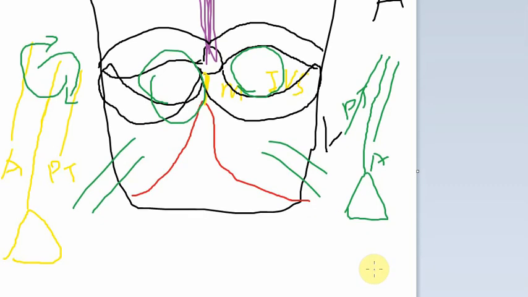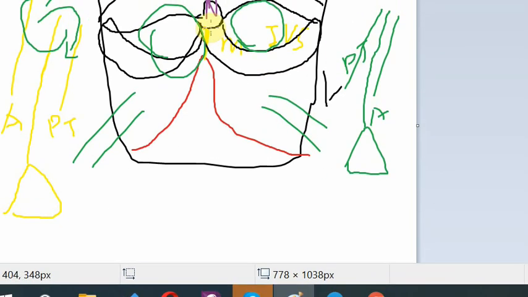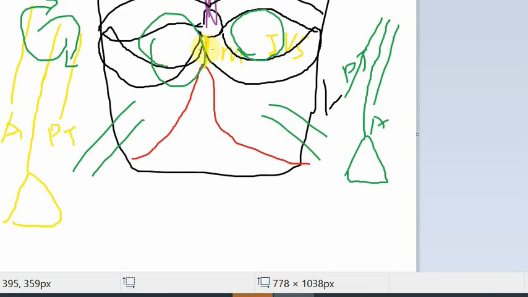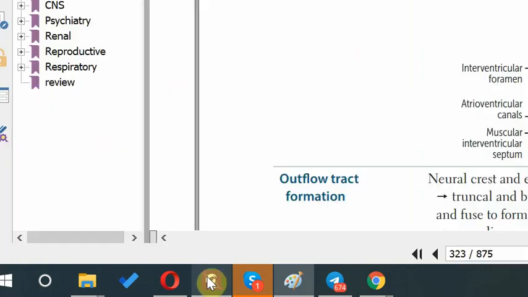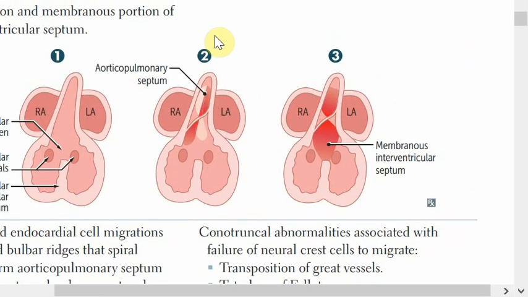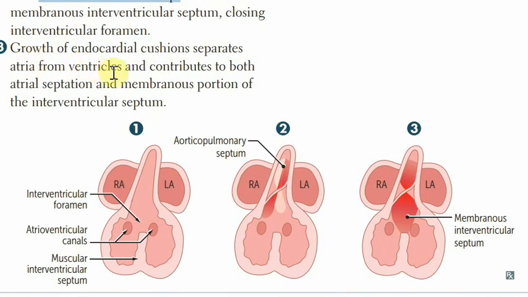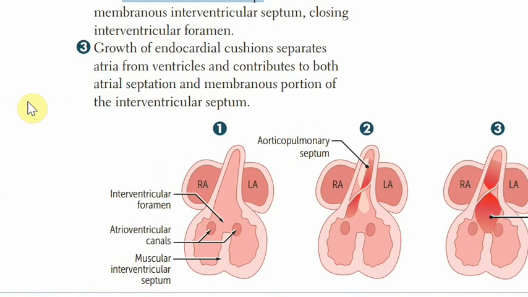Where does the membranous portion of the intraventricular septum originate from? This has two answers. Endocardial cushion is one. The second one is the aortopulmonary septum. Keep that in mind. Okay, so they write, growth of endocardial cushion separates the atria from the ventricles and contributes to both atrial separation and membranous portion of the intraventricular septum.